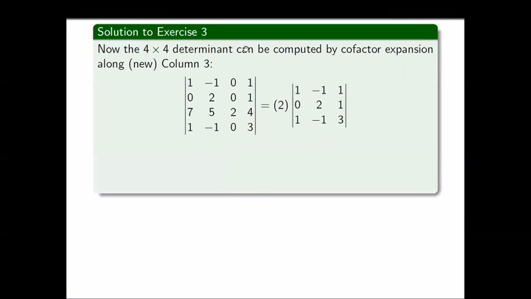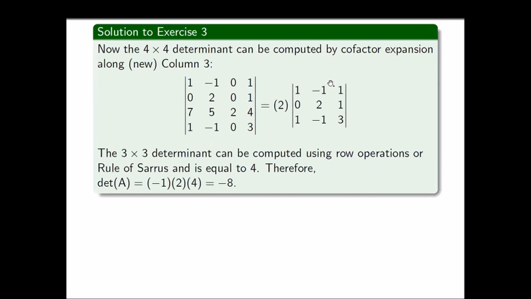And then the 4 by 4 determinant can be computed by cofactor expansion along the new third column, because there are 4 entries in this column and 3 of them are 0. So the determinant is going to be very simple again. So we get 2 times this 3 by 3 matrix, and this 3 by 3 determinant can be computed using row operations or rule of Sarrus, and you can check that it's actually equal to 4, and therefore the determinant of A is -1 times 2 times 4, which is equal to -8.